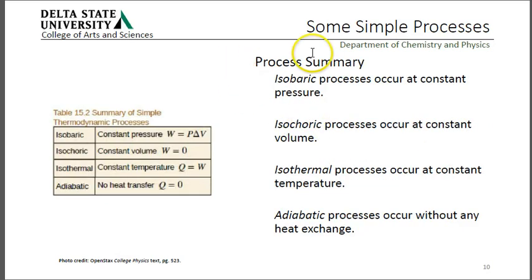So for a process summary, we have isobaric, constant pressure, W equals P delta V. Isochoric, constant volume, W equals 0. Isothermal, constant temperature, the heat flowing in is the work. And adiabatic, there is no heat transfer, and so the heat flowing in is 0. And that's it for this section of the lecture on the first law of thermodynamics.